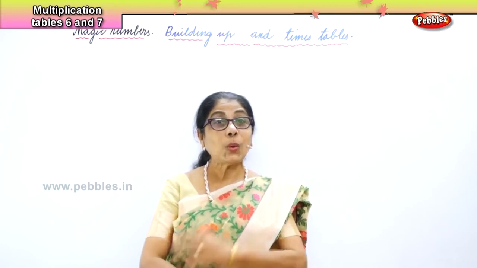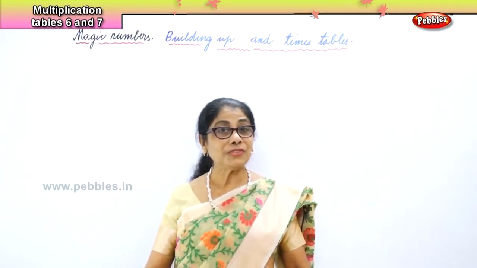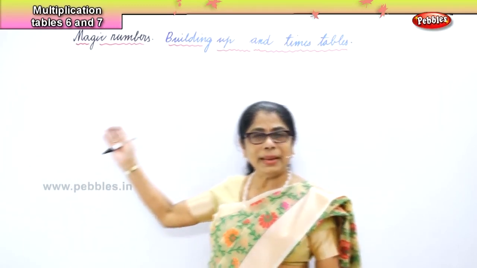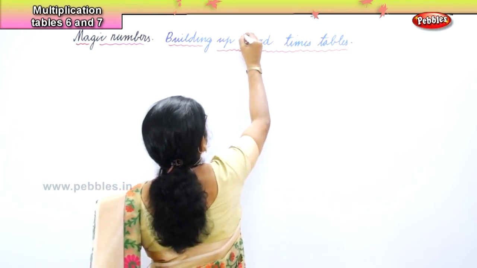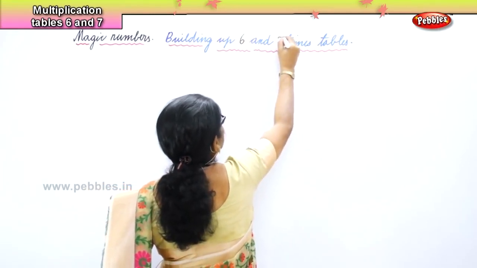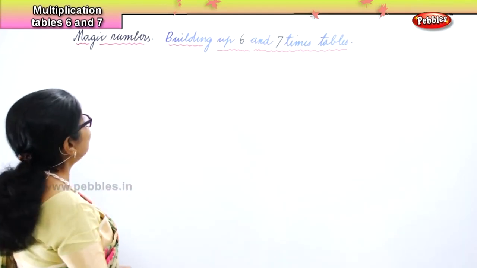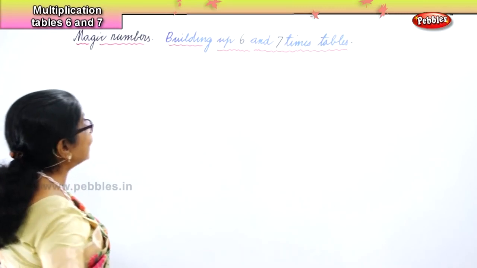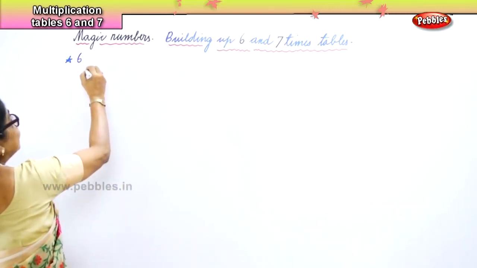Hi children, we learned the magic numbers, building of 3 and 4 times tables. Now let's work on the magic numbers and build our 6 and 7 times tables. So first, what we are going to do is the 6 times table.